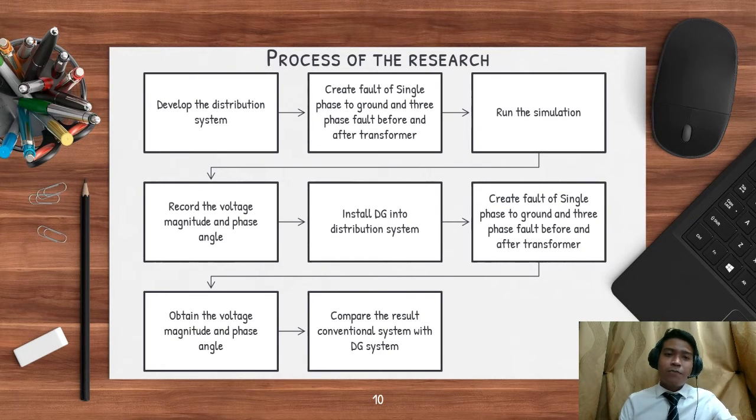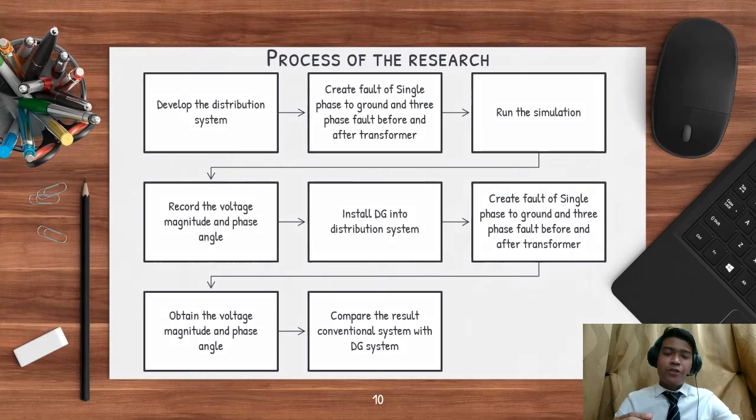Next is to create the faults, single phase to ground and the 3-phase fault, before and after the transformer. Then run the simulation to obtain the voltage magnitude and the phase angle. After that, the DG is installed into the distribution system and the same types of fault are created before and after the transformer. Then the simulation is run again to obtain the new data for the voltage magnitude and the phase angle. Lastly, the results of the conventional system will be compared with the DG system.